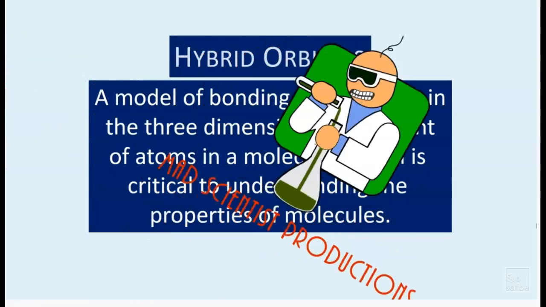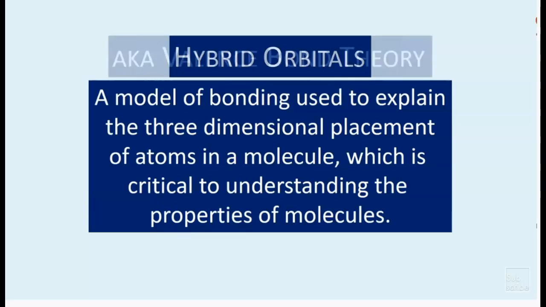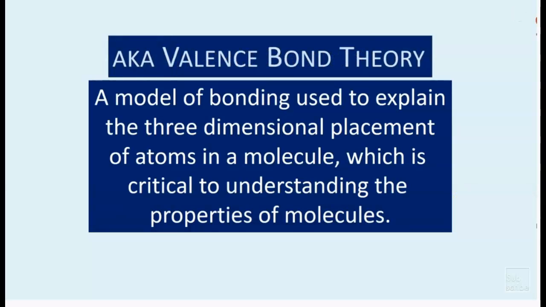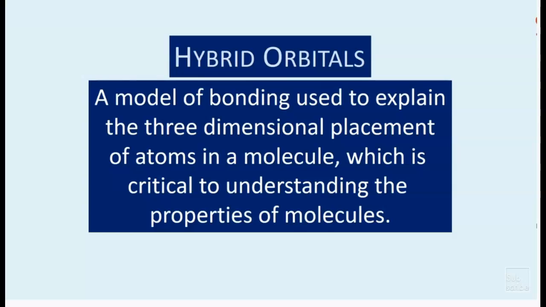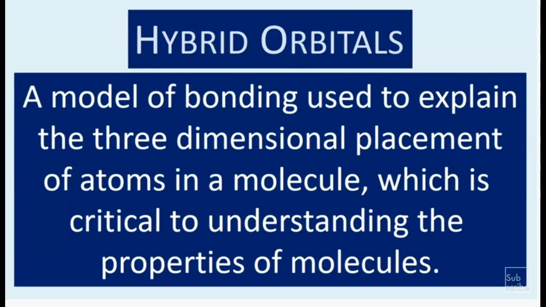Hello and welcome to a video about hybrid orbitals, often called valence bond theory, developed in the 1930s by the great chemist Linus Pauling as a model of bonding to understand the three-dimensional placement of atoms in a molecule, and that is critical to our understanding of the properties that molecules have.